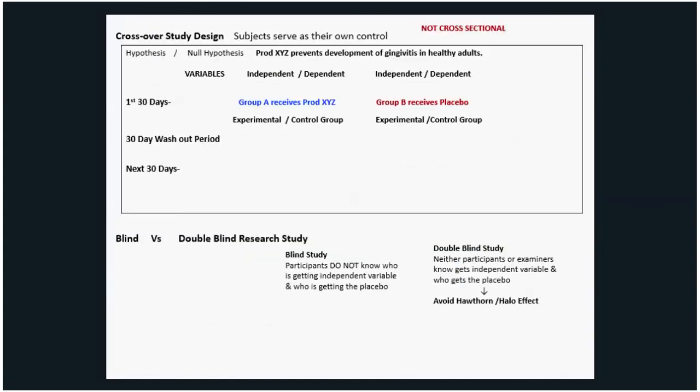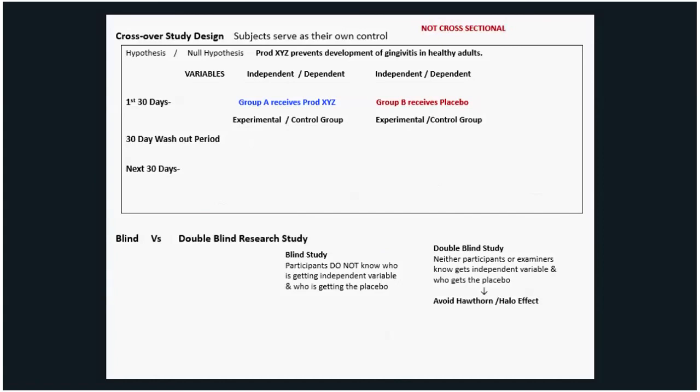Now, we also have to talk about another research design, where this is good if you're studying a particular product where you can see a difference. Now, obviously, I don't think that fluoride would be a good one, because with fluoride you would need to study for too long of a period to be able to conduct this kind of study.